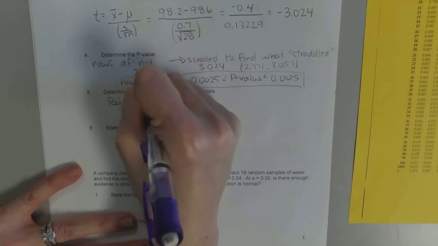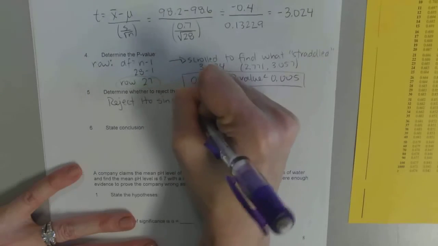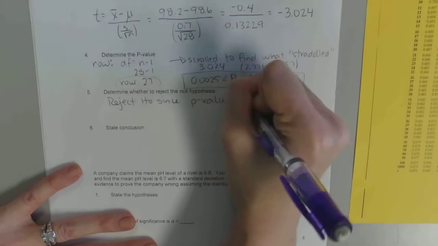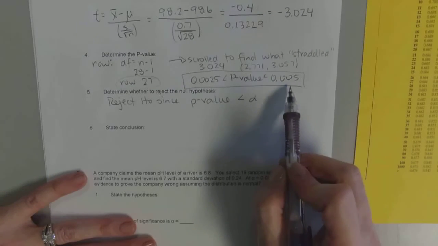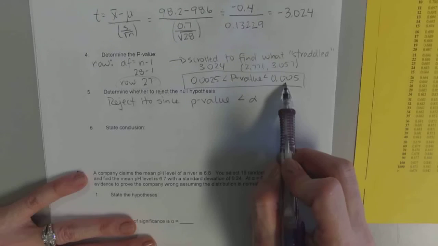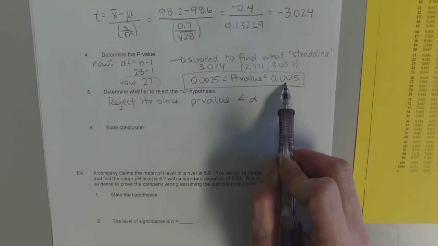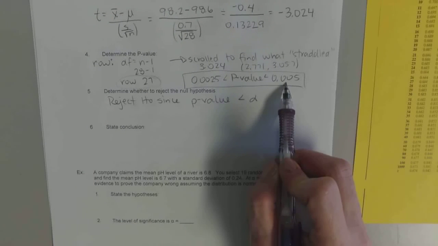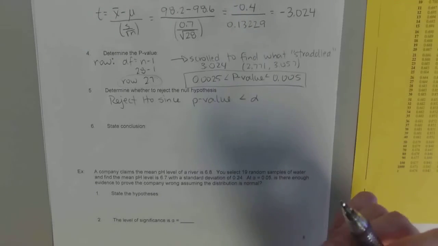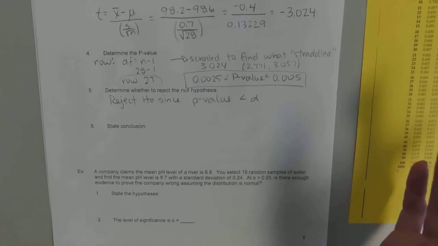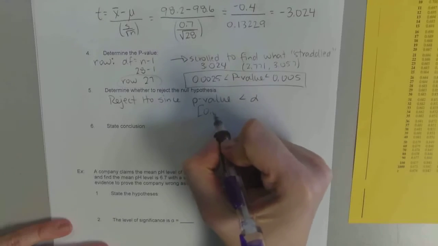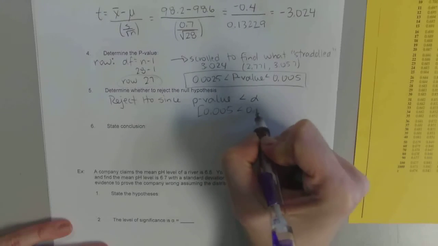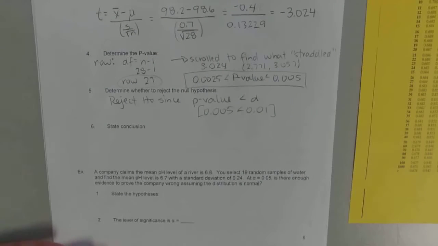So reject H naught, since the p-value is less than alpha, right? Do we know the p-value? No, but always use your upper bound, because your p-value is less than the upper bound. And if the upper bound is less than your alpha, that's guilty by association, right? We know that we're less than 0.005, so 0.005 is definitely less than our 0.01. So always use that upper bound to gauge.